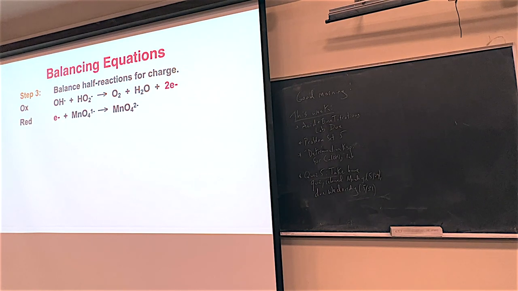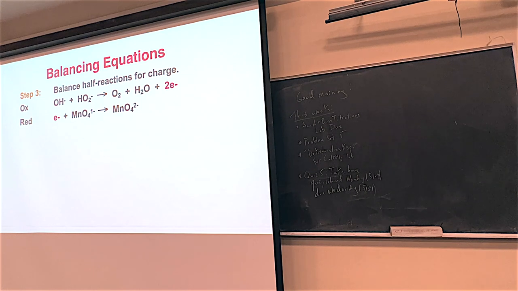The other one isn't as bad. Permanganate has a minus 1 and manganate has a minus 2. So again, this one's more negative and this one is more positive than the manganate. So we'll add 1 electron there to make that one kind of fall in. Any questions on any of this?